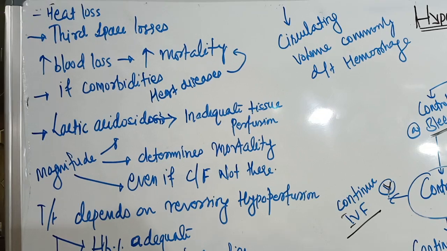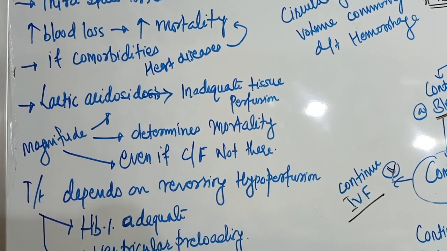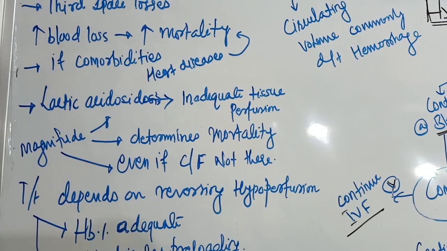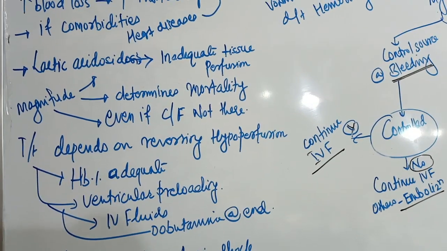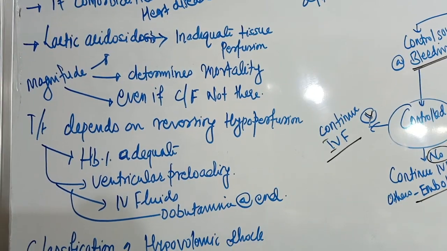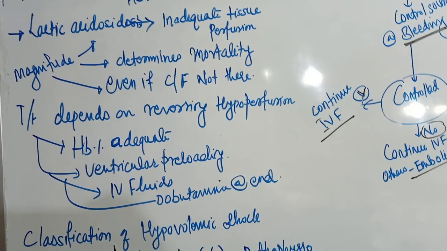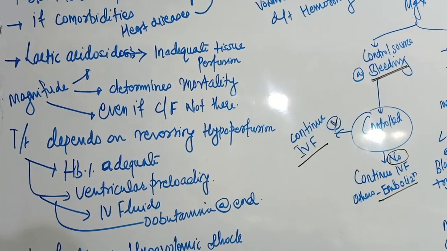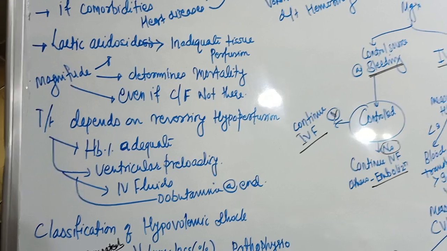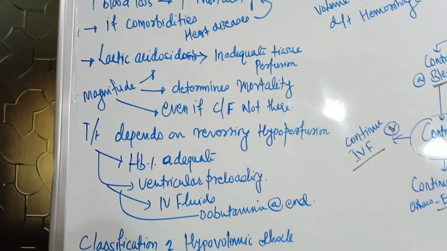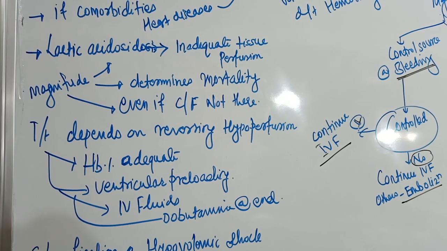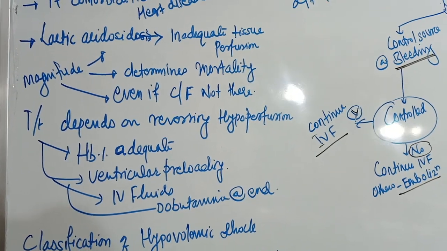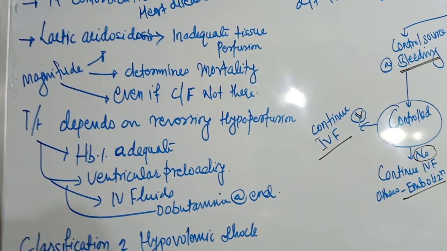So, lactic acidosis is because of inadequate tissue perfusion. Whenever there is inadequate tissue perfusion, the aerobic metabolism which is going on in tissues is converted to anaerobic metabolism, and there is production of lactic acid as a byproduct, and so it causes lactic acidosis. The magnitude of lactic acidosis determines the mortality even if there are no clinical features.